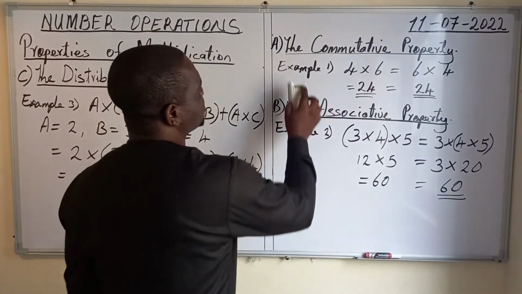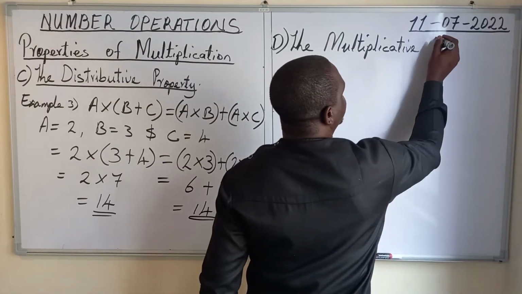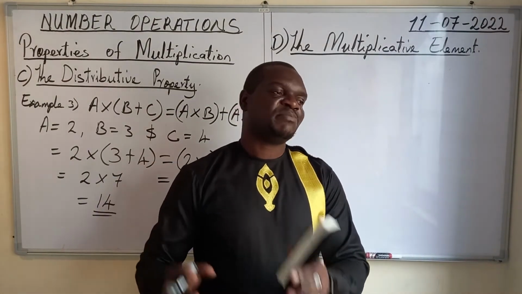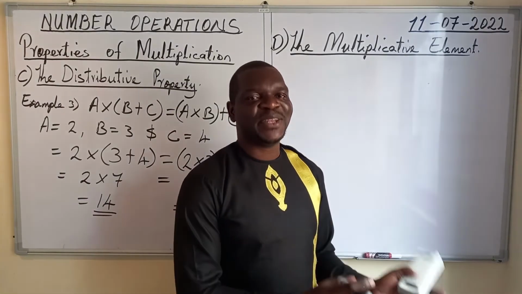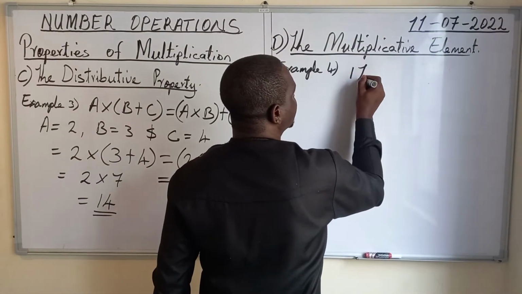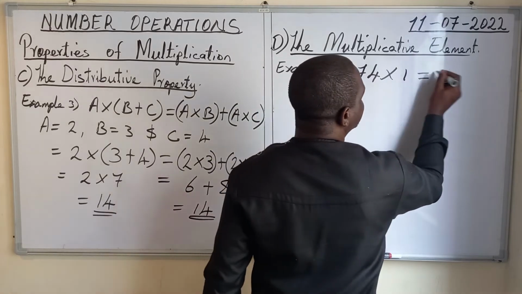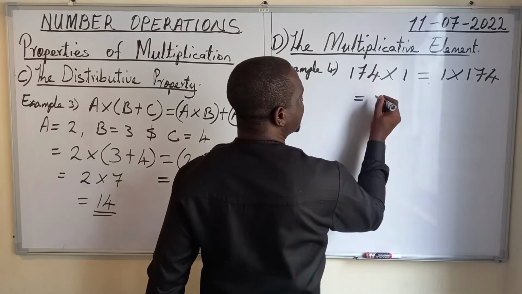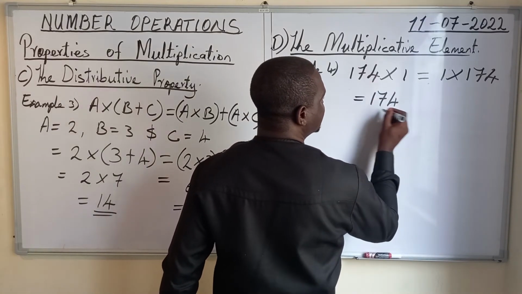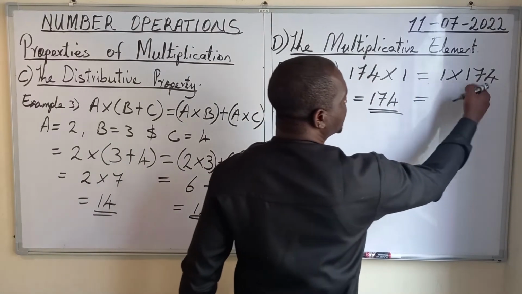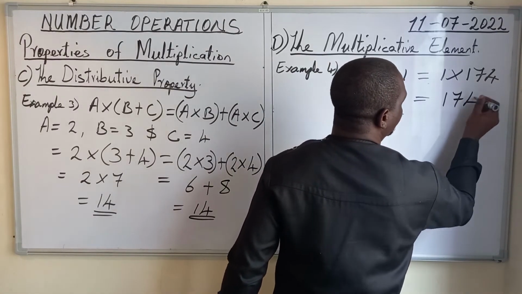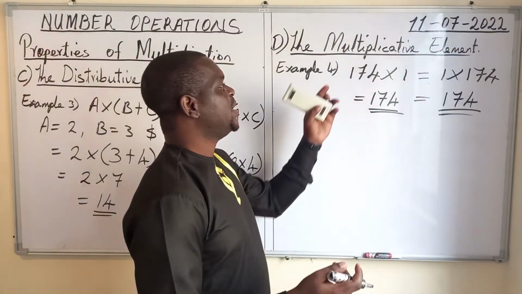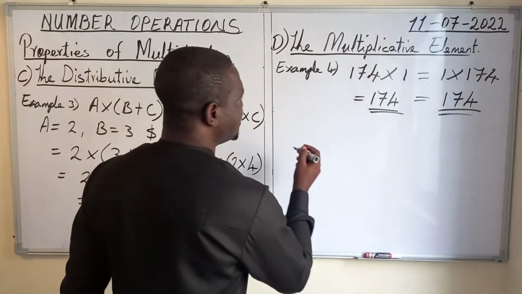Let's go to the next, which is the multiplicative element. The multiplicative element states that any number multiplied by 1 will give you the same number. Let's look at an example. 174 times 1 is the same as 1 times 174. To the left, the answer is 174. And to the right, 1 times 174 will give the same 174. So this is all about the multiplicative identity. Let's look at the last one, which is the zero factor.